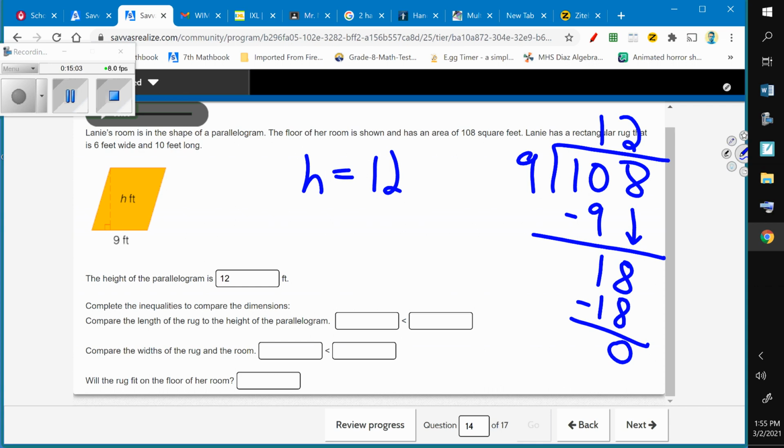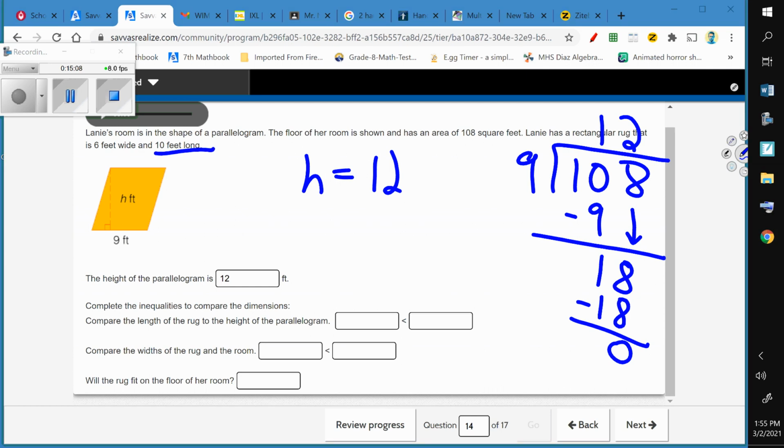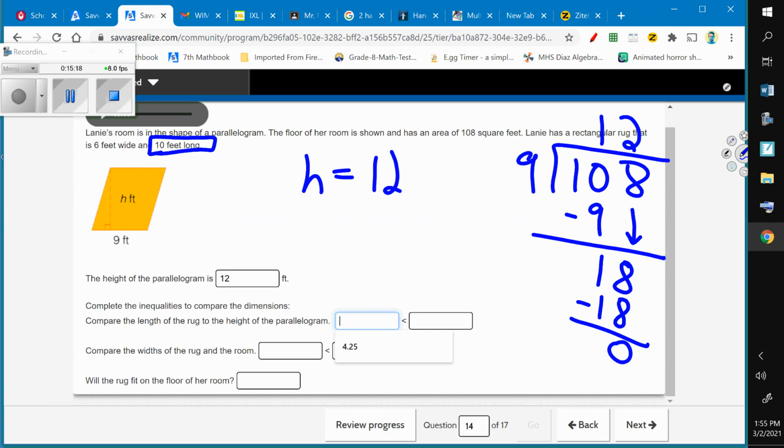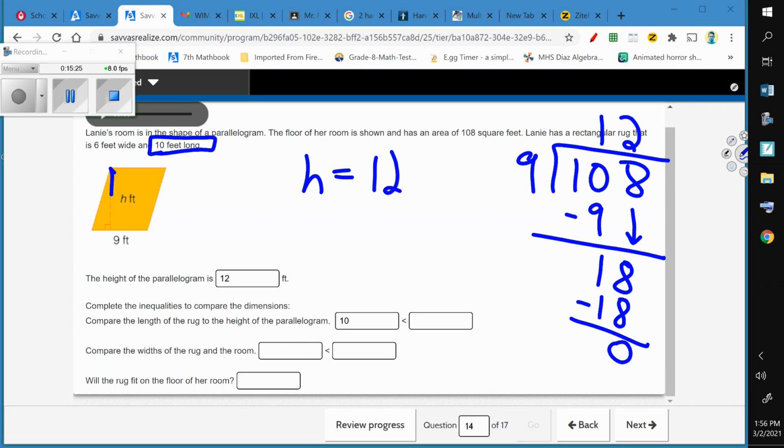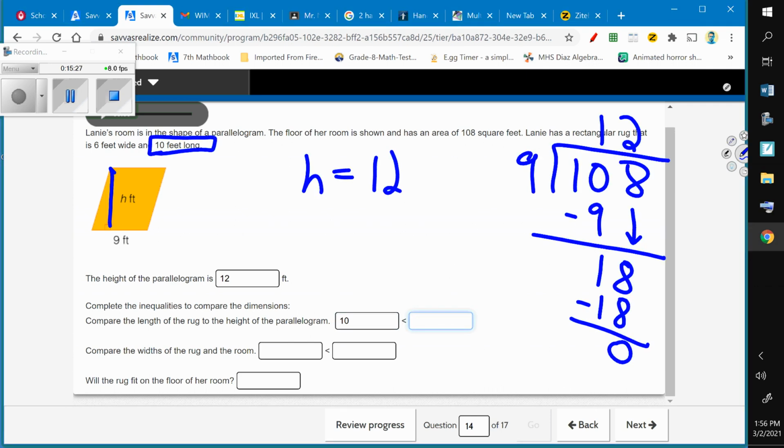Okay, so the length of the rug, I'm going to say the length is this because it says 10 feet long instead of the width. I'm going to say that's the length, not the width. So the length of the rug, 10 feet long, to the height of the parallelogram. We just found that, and that's 12. And yeah, 12 is greater than 10. That makes sense. Compare the widths.